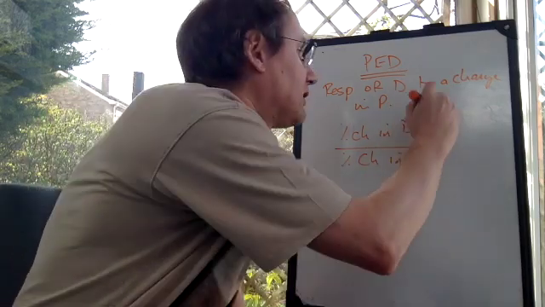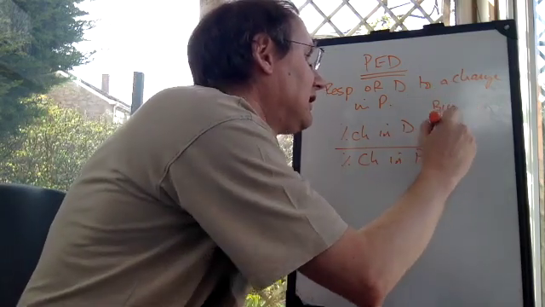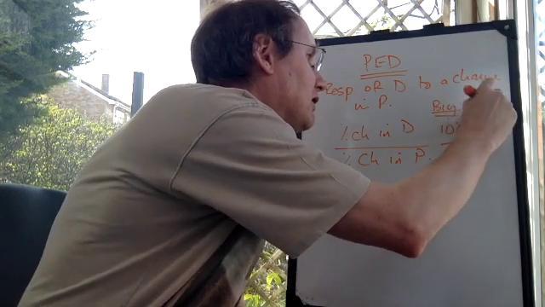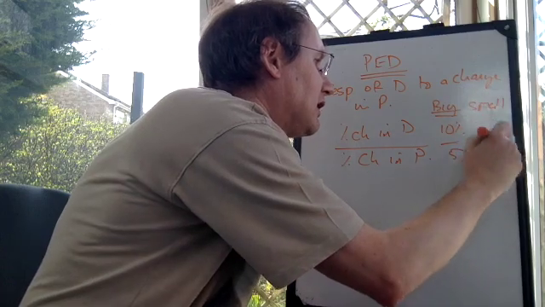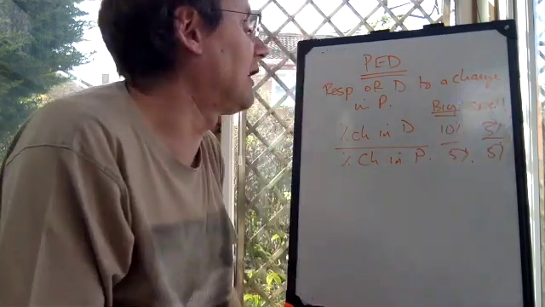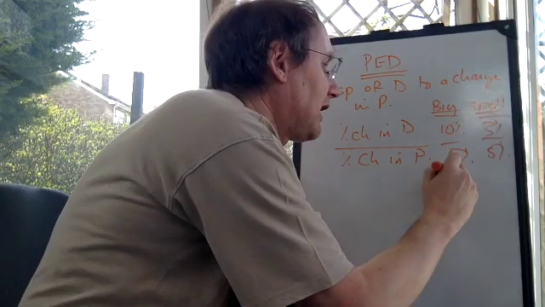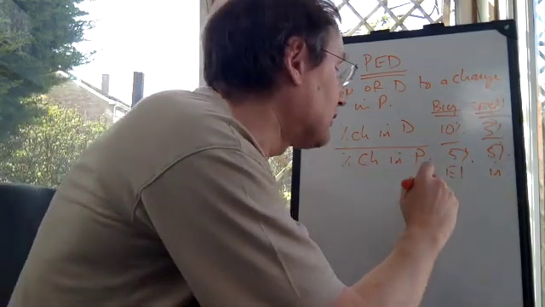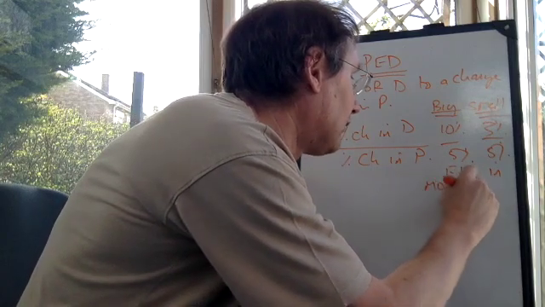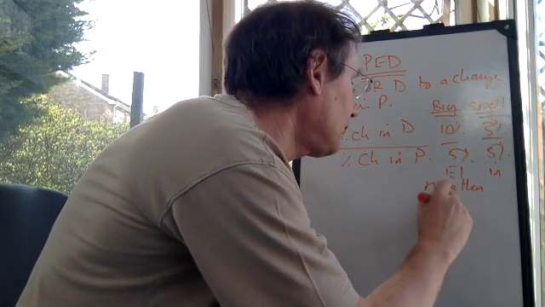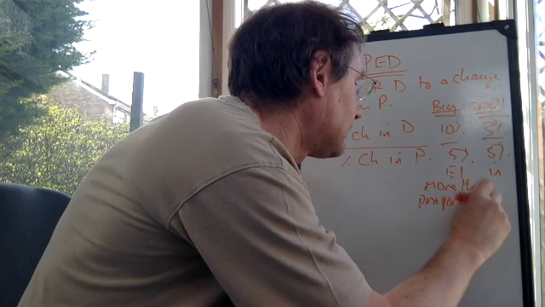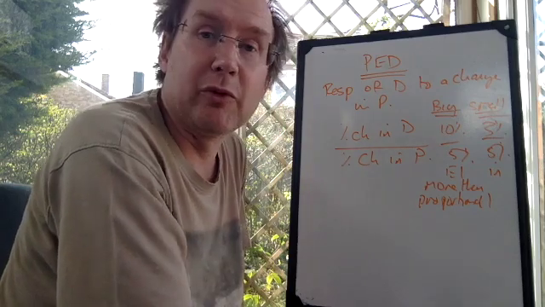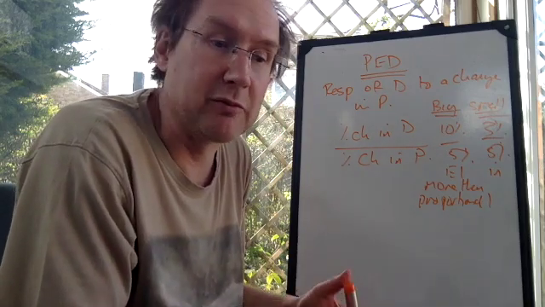A big change is if the change in demand is more than the change in price. So big is if that's, say, 10 and that's, say, 5, whereas small is if you get a 5% change in price and a 3% change in demand. So that's elastic and that's inelastic. Elastic therefore means we get a more than proportional change in demand following a change in price, whereas inelastic means we get a less than proportional change in demand following a change in price.